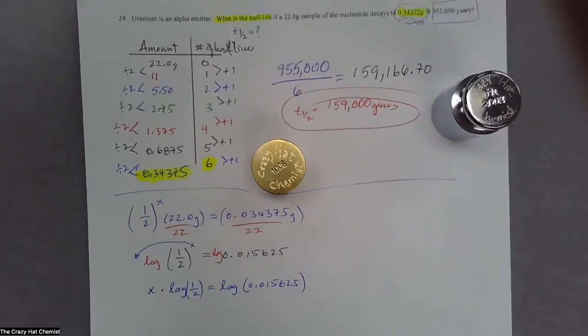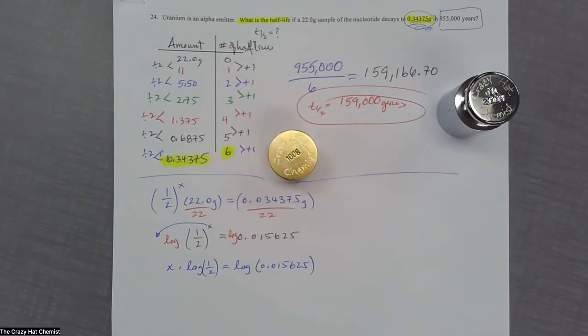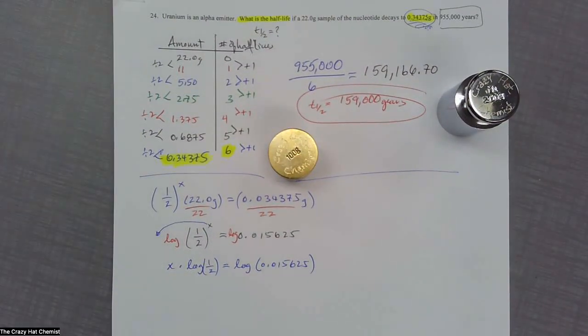Perfect. Now what we're going to do is we are solving for x. So let me zoom this out just a little bit more so we can finish up this problem on this one single page here. All right, so now what we need to do is divide both sides by log of 1/2.